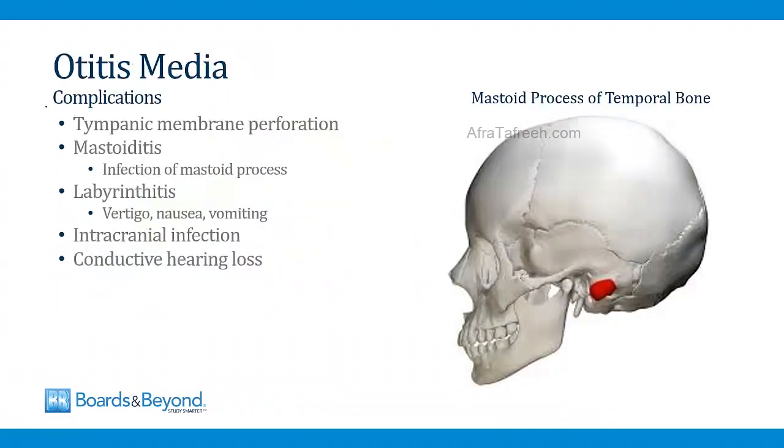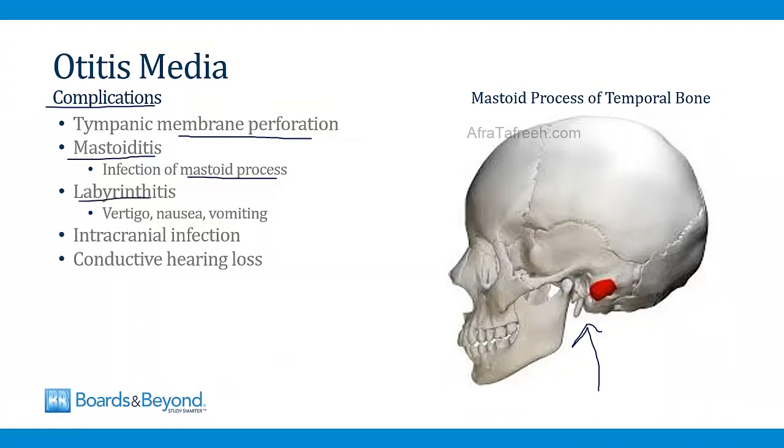Let's talk about some of the potential complications of otitis media. First of all, the tympanic membrane can perforate from otitis media itself. This will allow some of the fluid out, but this is obviously damage to the membrane that has to heal. Another complication is mastoiditis, which is infection of the mastoid process, which is part of the temporal bone shown here in this picture. And we'll talk more about this in just a second.